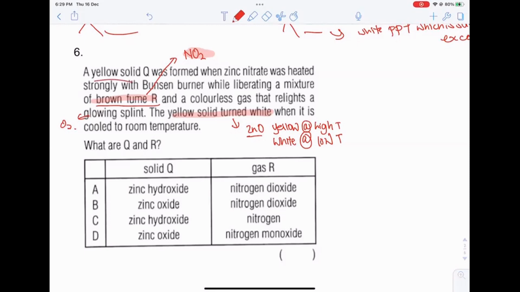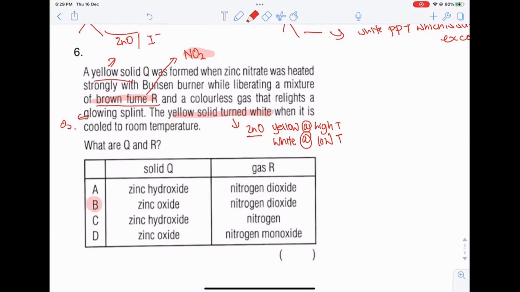When you see yellow, right? Yellow, it can either be zinc oxide or it can also contain iodide, because iodide will give you a yellow precipitate as well. Okay. So therefore, we have an answer. Our answer is B. Solid Q is zinc oxide. R is nitrogen dioxide. Okay.